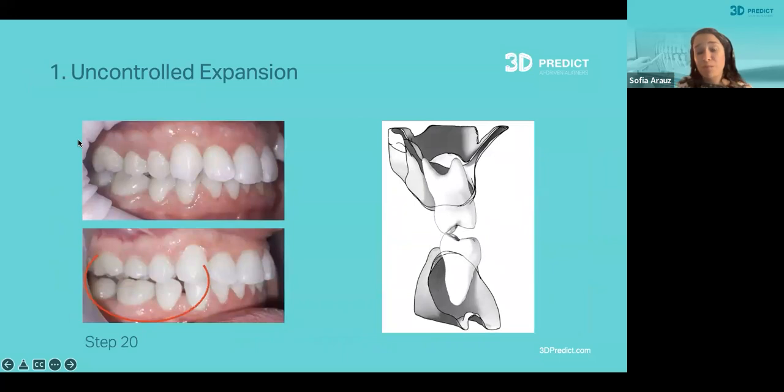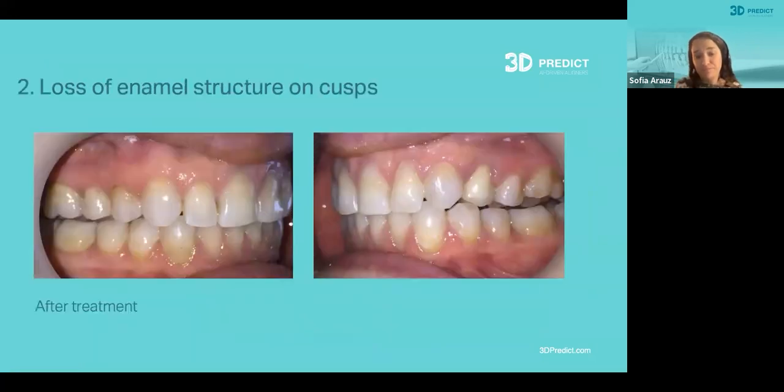The patient didn't have an open bite at the beginning of treatment. The patient ended up in an open bite. Once again, uncontrolled expansion. We don't know where that cortical plate is. That's why I always suggest, if you can submit a CBCT, please submit a CBCT.